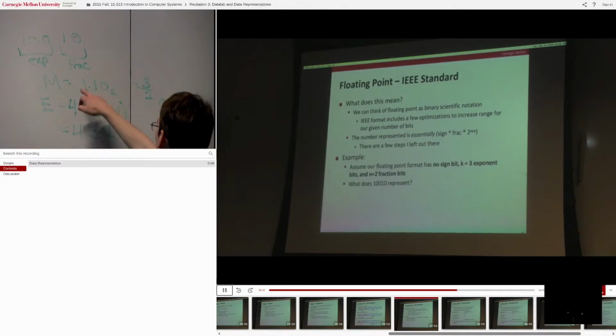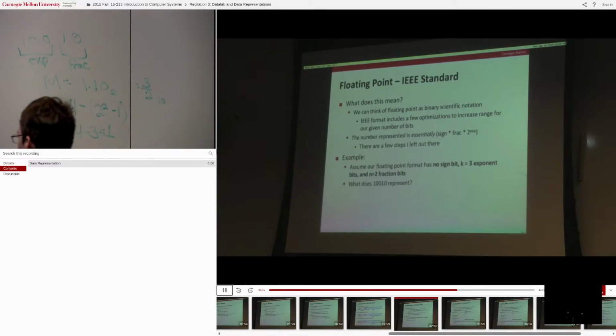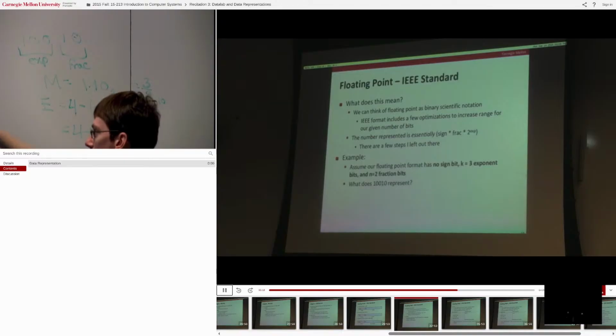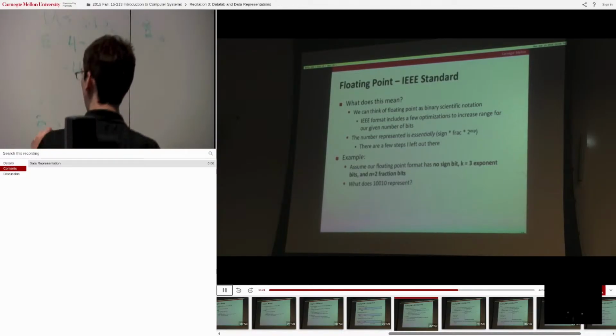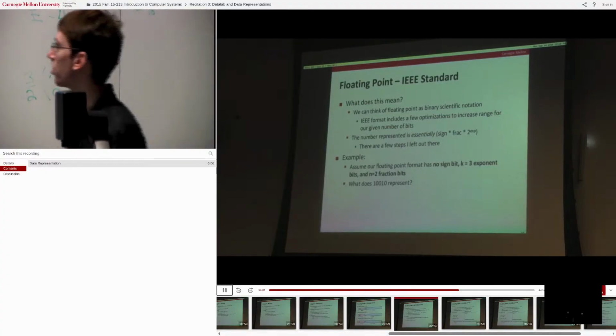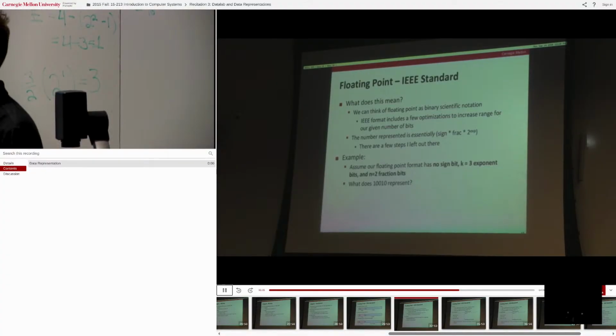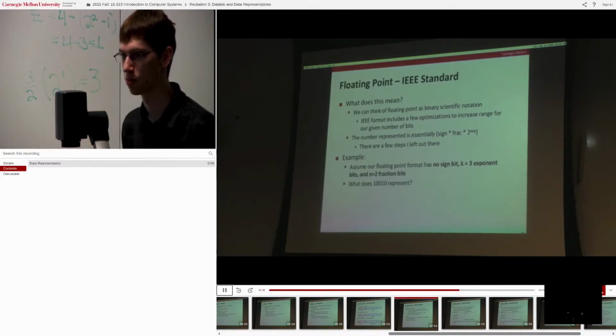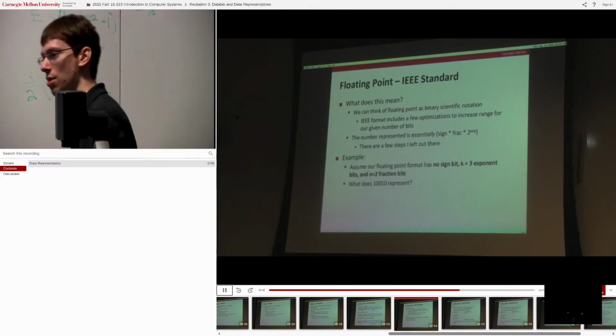So m is 3/2, e is 1. We don't have a sign bit. We're assuming all of these numbers are positive in this 5-bit system. So what's the value of our floating point number? It's 3/2 times 2 to the 1 equals 3. So with no sign bit, 3 exponent bits, 2 fraction bits, 10010 is equal to the decimal number 3. Does that make sense how we got that?